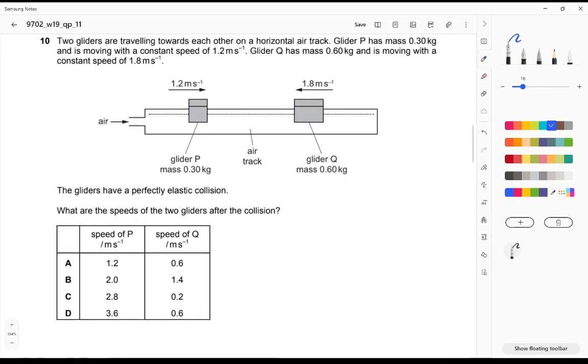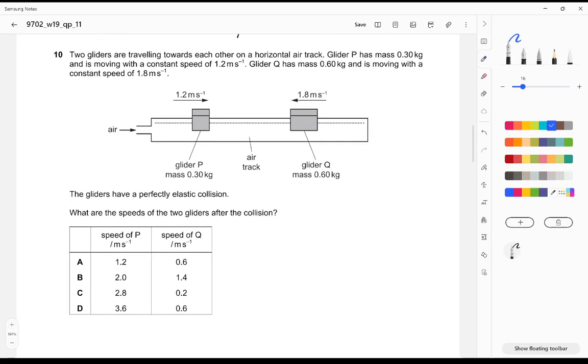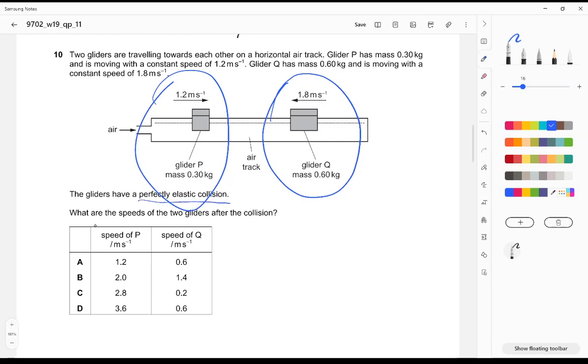This one is a question that is worth doing. Two gliders are traveling towards each other on a horizontal air track. Glider P has a mass of this and is moving with a constant speed of 1.2. You can read the parameters here. And similarly, glider Q is moving in the opposite direction and they're about to collide. It has double its mass, okay? The gliders have a perfectly elastic collision. What are the speeds of the two gliders after the collision?